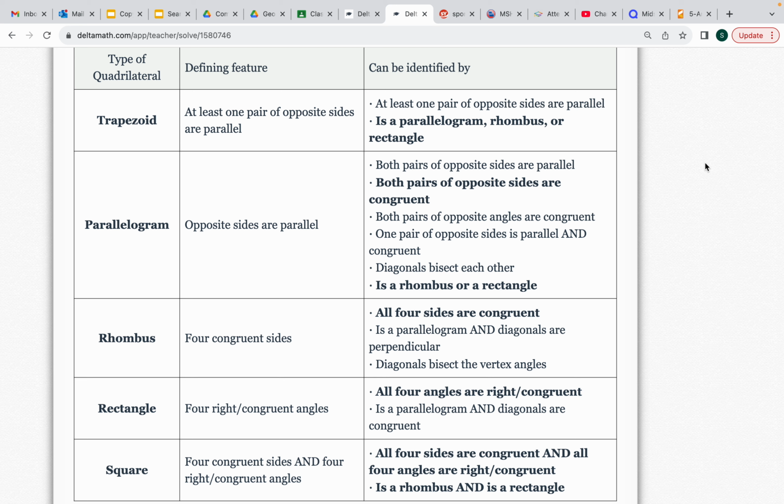What does it mean by both pairs of opposite sides? So if you had a parallelogram, and it didn't tell you that they were parallel, but these two sides are congruent and these two sides are congruent, then it is a parallelogram. Is it basically a square? No, in a square all four sides are congruent. You could say this looks like a rectangle, but it could be like this. There are so many different ways that these can be drawn.